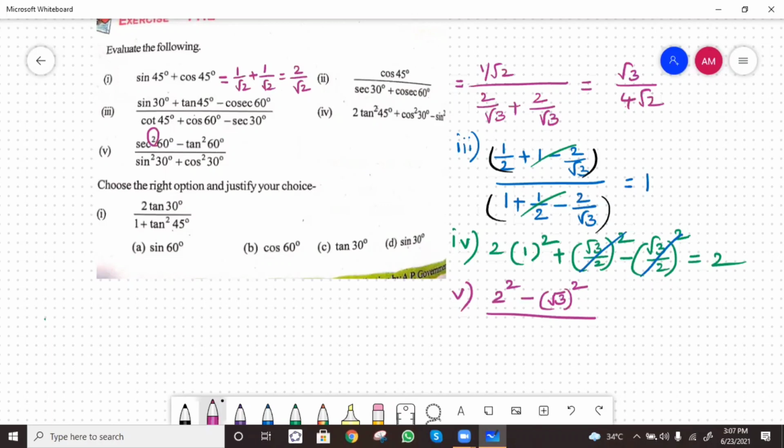Okay. What is sine square 30? 1 by 2 whole square. Plus what is cos 30? Root 3 by 2, whole square. Very good. 2 square is 4, minus 3, divided by what is 1 by 2 whole square? 1 by 4. What is root 3 by 2 whole square? 3 by 4. 4 minus 3 is 1. 1 plus 3 is 4. 4 by 4 is 1. So we get 1.